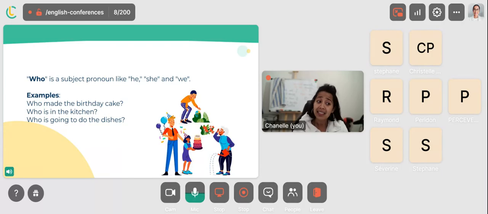So when asking a question, we would use who to know c'est qui. Par exemple, who made the birthday cake? Qui a fait le gâteau? Who is in the kitchen? Who is going to do the dishes?